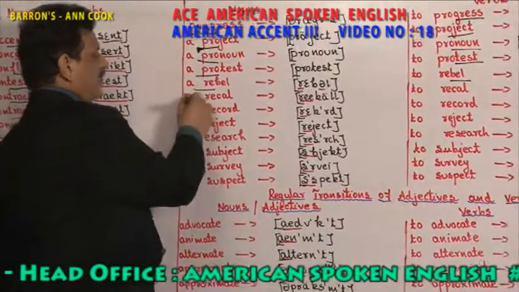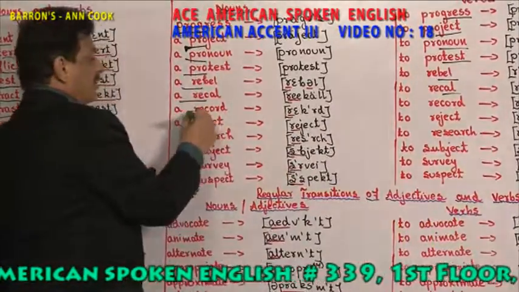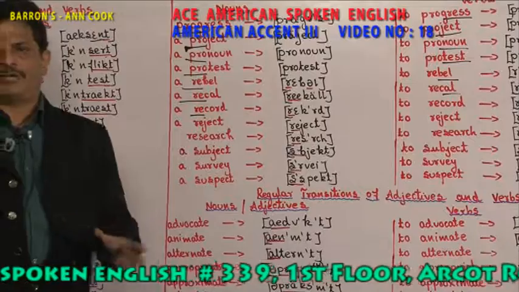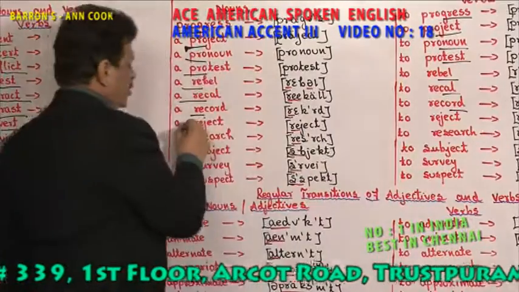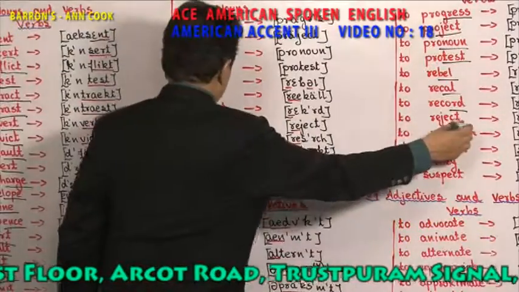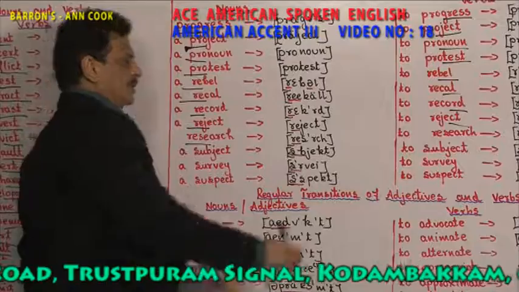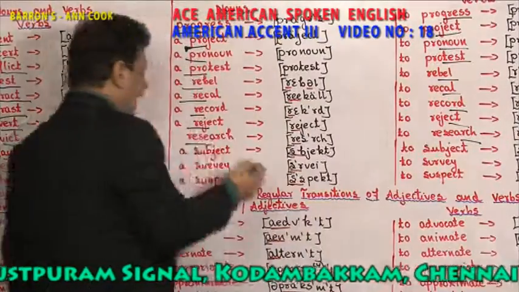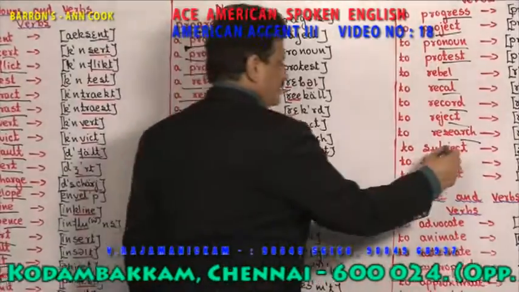A recall. To recall, you're stressing on call. A record. A record means a copy. To record means to register. A reject. To reject. A research. It is a research. To research, you're stressing on search. A subject. To subject means to prosecute somebody. To subject.